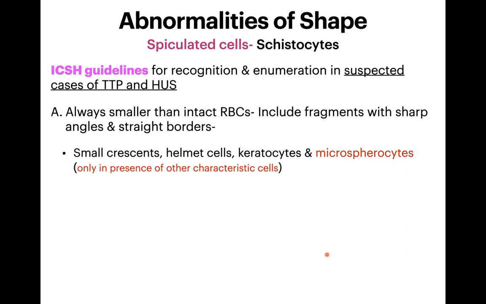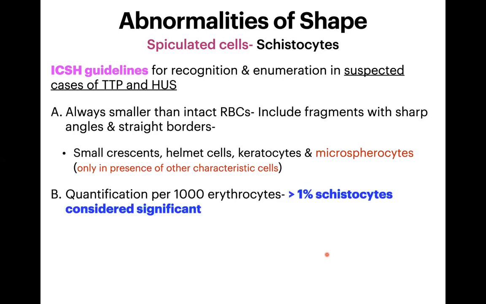Just remember about microspherocytes, like I said previously, they are considered schistocytes only when the other characteristic cells like crescents, helmet cells, and keratocytes are present. Only then do you count them as schistocytes. Otherwise, please don't count them as schistocytes. The second point is you have to count 1,000 erythrocytes to reach a percentage.